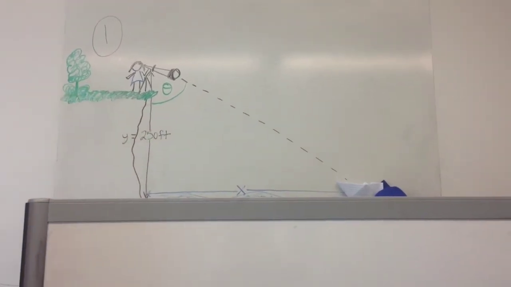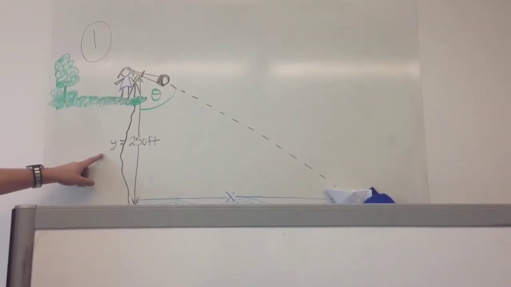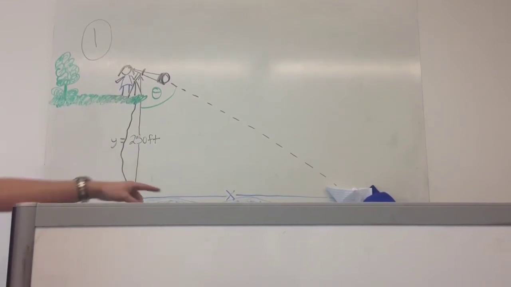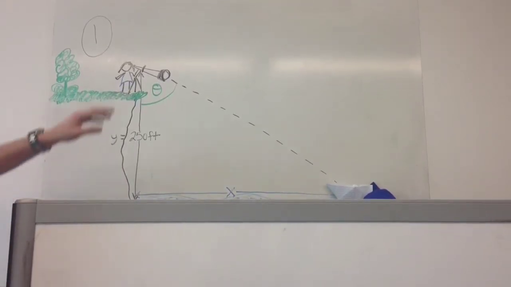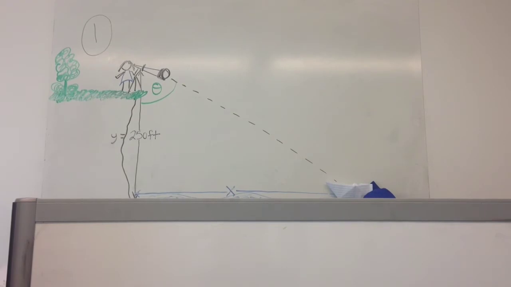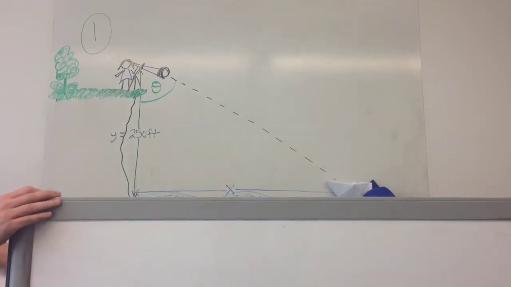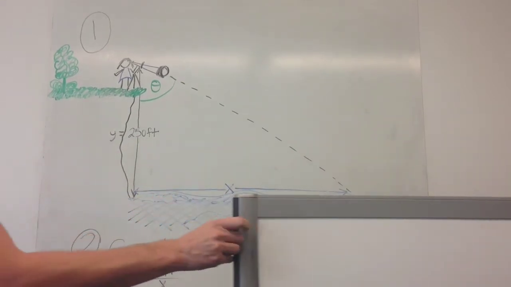Our lady up here, our y value is 250 feet, which is constant. Our x value is changing, and theta is going to be changing as well.